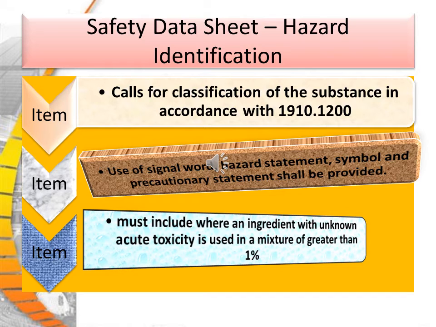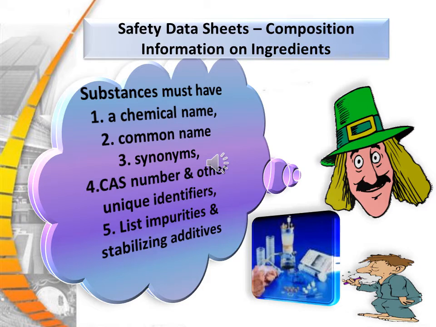The new safety data sheet calls for, when a mixture is not classified, a statement must be made to that effect. It calls for the classification of the substance according to 1910.1200. It uses a signal word, a hazard statement, a symbol, or precautionary statement will be provided. This will include an ingredient where unknown toxicity is used in a mixture of greater than 1%. Substances must have a chemical name, a common name, synonyms, a CAS number, or other unique identifiers. They will list impurities and stabilizing additives.